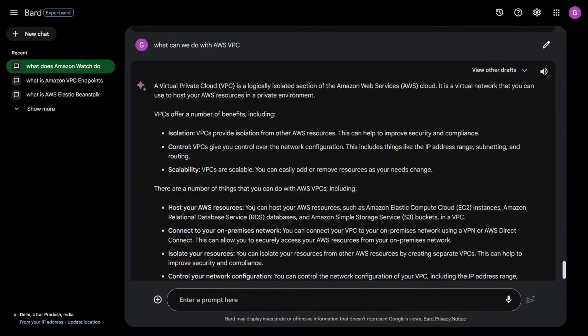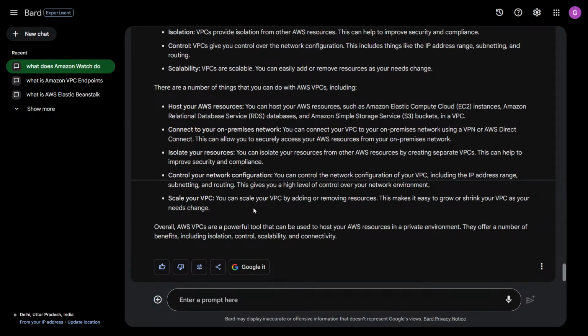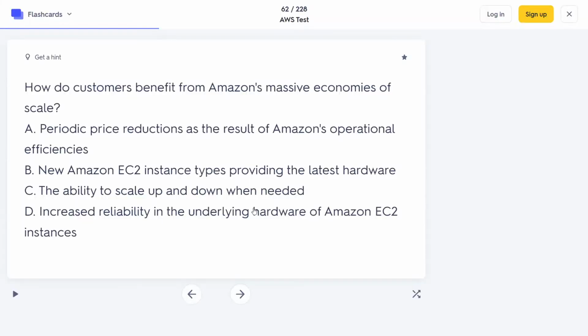Now, a VPC is an isolated section of the AWS Cloud, a virtual private network. We can host our own thing. Yes, sir, it is isolated. We have the whole control. We can do scalability, and we can do a lot of stuff.